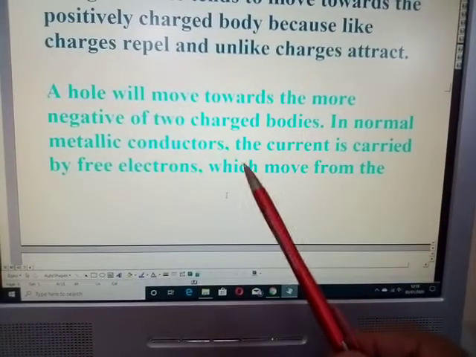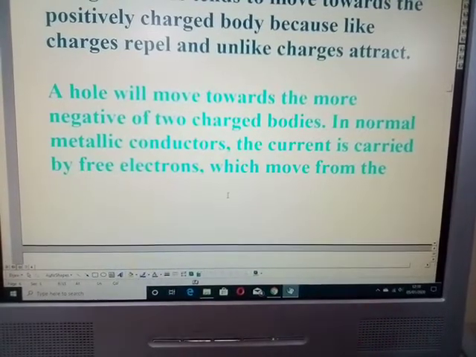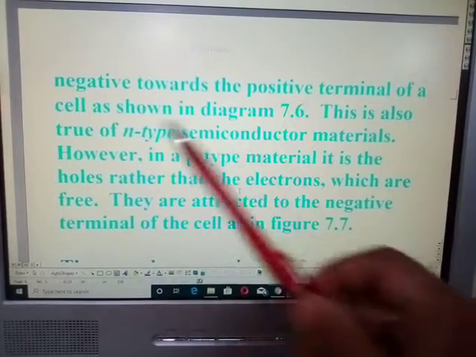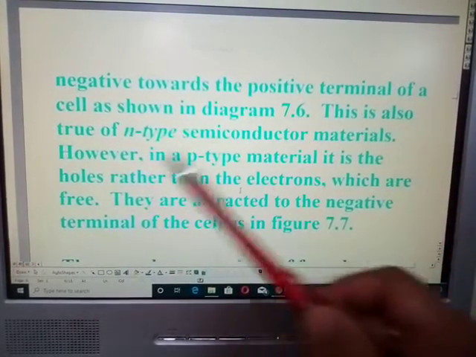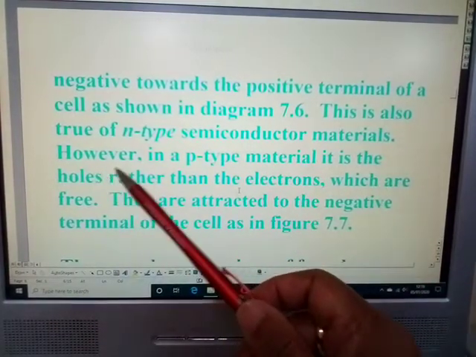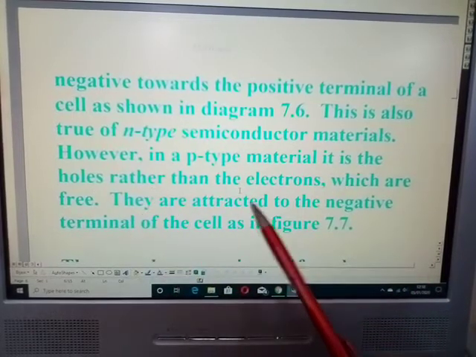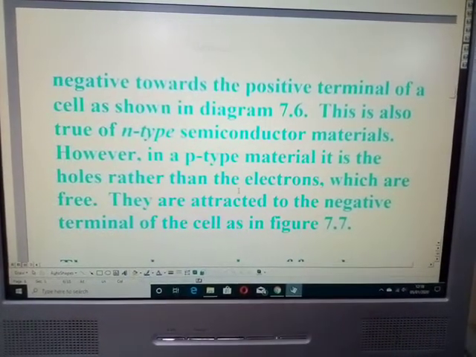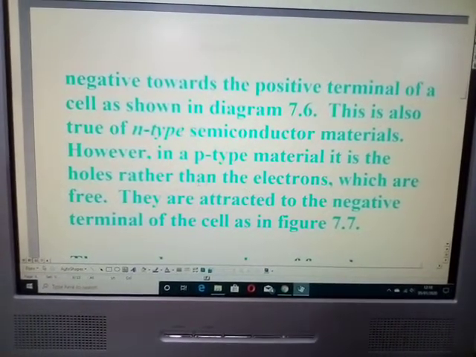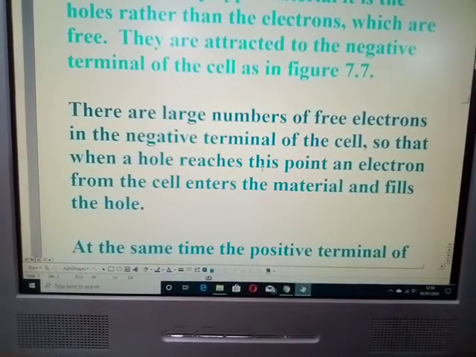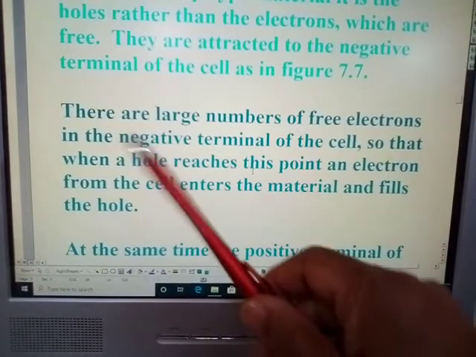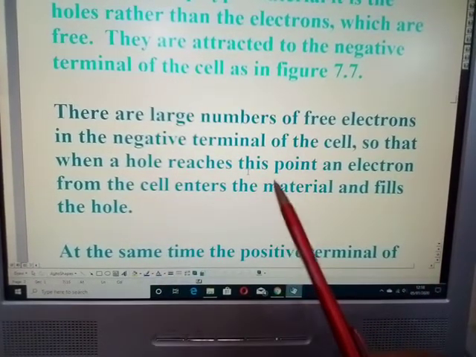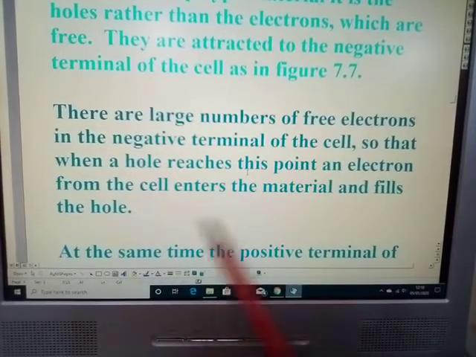In normal metallic conductors, the current is carried by free electrons, which move from the negative towards the positive terminal of a cell, as shown in diagram 7.6. This is also true of N-type semiconductor materials. However, in a p-type material, it is the holes rather than the electrons which are free. They are attracted to the negative terminal of the cell as in figure 7.7. There are large numbers of free electrons in the negative terminal of the cell, so that when a hole reaches this point, an electron from the cell enters the material and fills the hole.